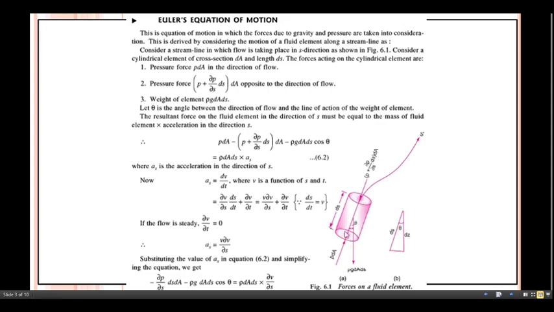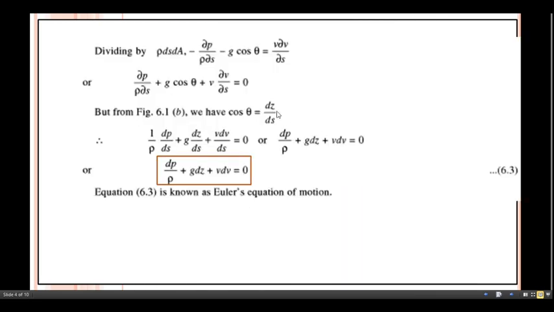so this is nothing but the length of that fluid element. This indicates the length of the fluid element, and this length is nothing but dz. So cos of theta is nothing but the adjacent side over the hypotenuse, that is dz by ds. In this way we can get cos of theta. So pick up this term and just substitute here. So this can be modified in this way: 1 upon rho into dp/ds, and then we get g into dz/ds plus v into dv/ds.